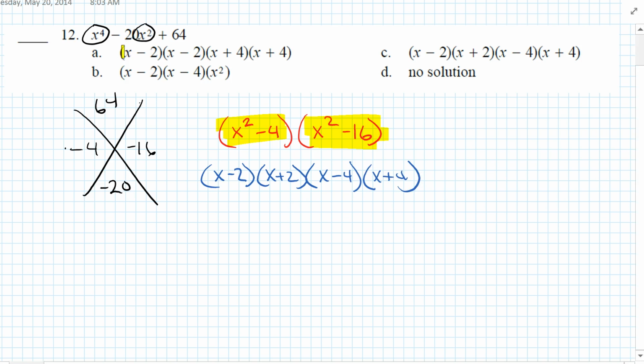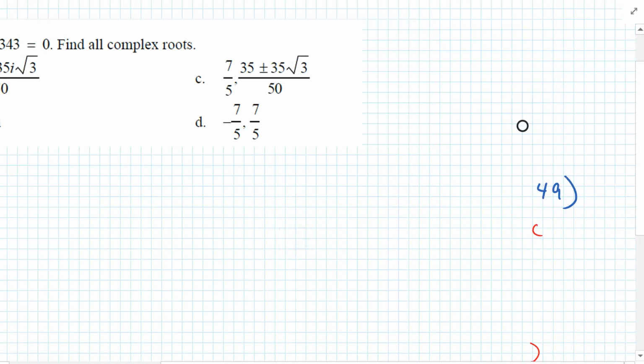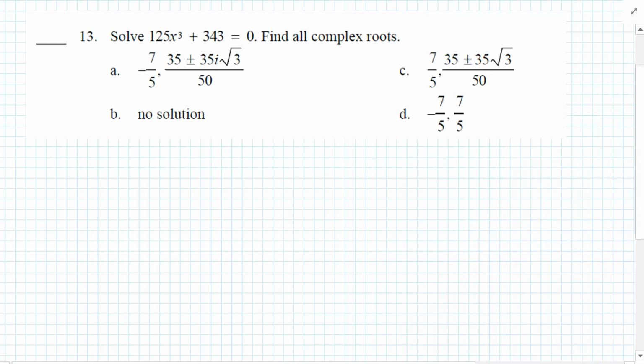Now, be careful. Don't get fooled on that one, because that's not a difference of squares. That's not right either. There is a solution. So, we found the difference of squares, and C is our answer. All right, next problem. Okay, number 13.